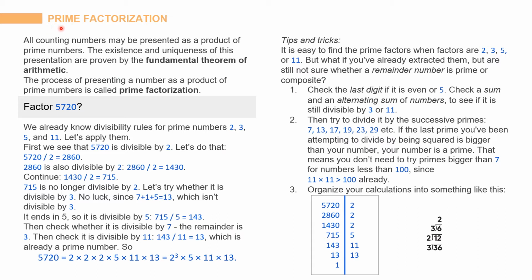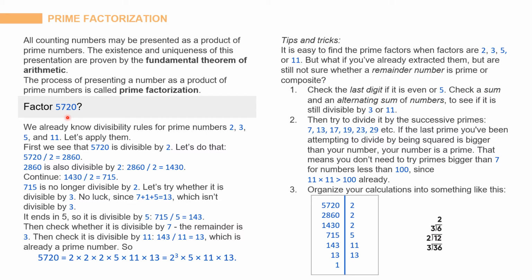The expression prime factorization means taking any counting number and breaking it down into a product of only prime numbers. Any counting number may be expressed as the product of prime numbers. The existence and uniqueness of this is proven by the fundamental theorem of arithmetic. We won't prove that today, but it is a very important theorem in number theory. The process of representing a number as the product of prime numbers is called prime factorization.